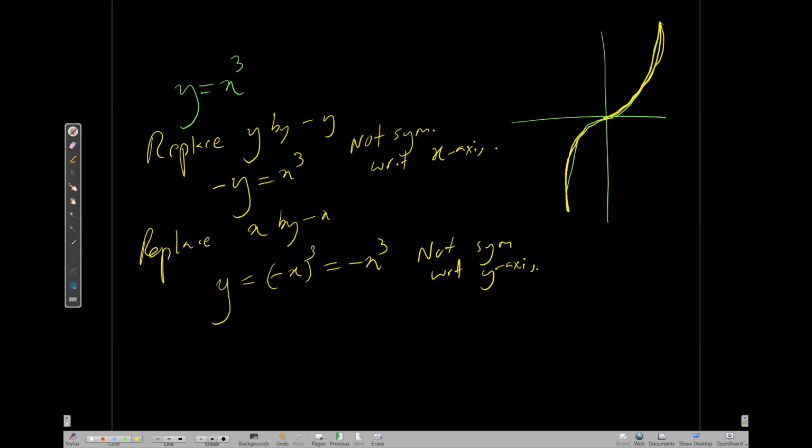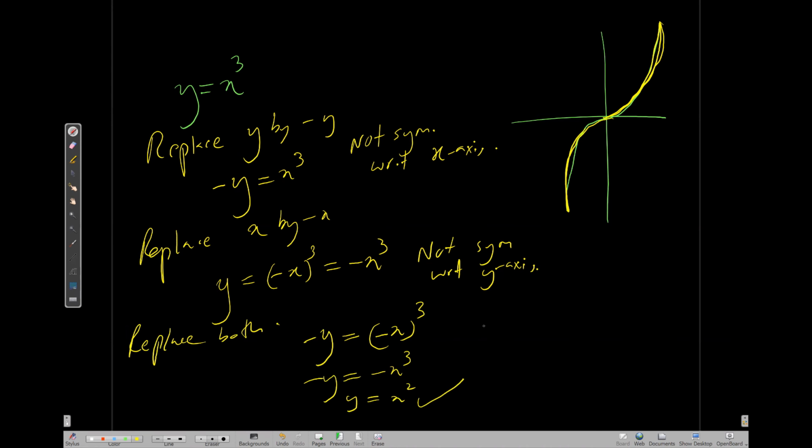It's different. But if we replace both, so instead of y I put negative y, instead of x I put negative x. Now let's see. Negative y equals negative into negative x cubed, and when I divide by negative I get y equal x cubed, and they are the same. So this time it's symmetric with respect to origin. And it makes sense. Look at this, that according to our picture, if my origin behaves like a mirror, this part is the mirror image of this part over here, right?